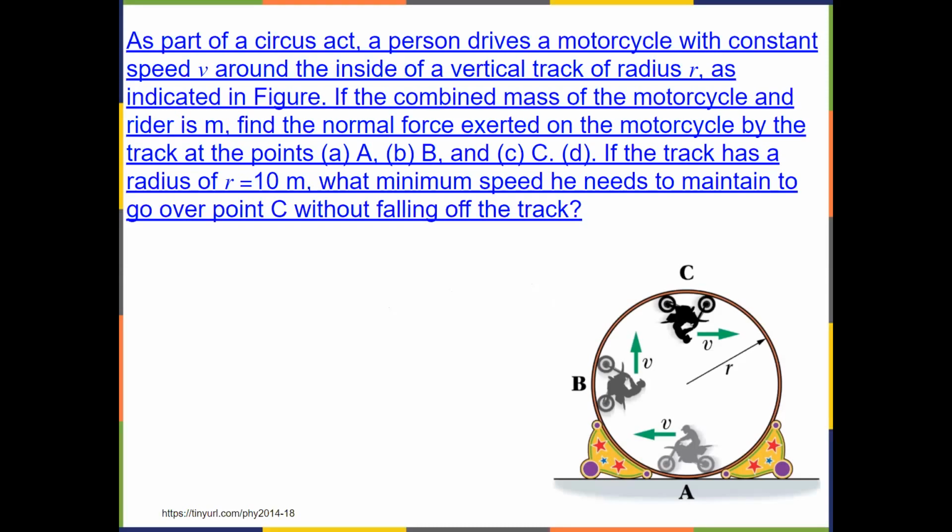So today we are going to start with this example here. It says, as a circus act, a person drives a motorcycle with constant speed v around the inside of a vertical track of radius r, as indicated in the figure. If the combined mass of the motorcycle and the rider is m, find the normal force exerted on the motorcycle by the track at these 3 different points, A, B, C. And then D, if the track has a radius of r equals 10, what minimum speed he needs to maintain to get over point C without falling off the track.